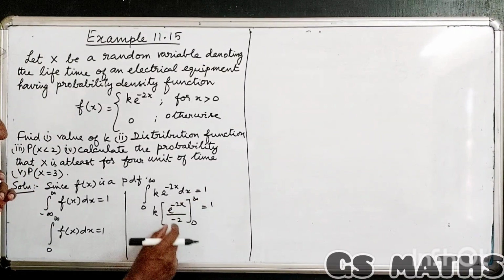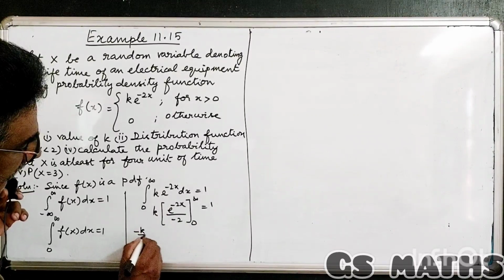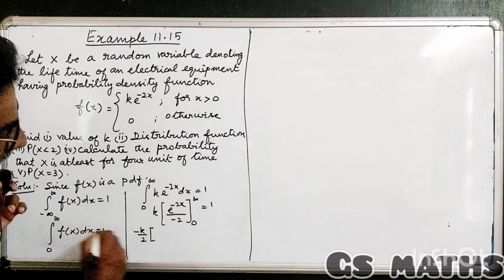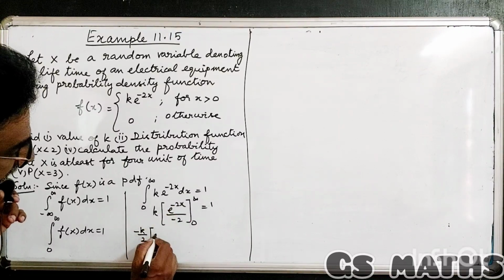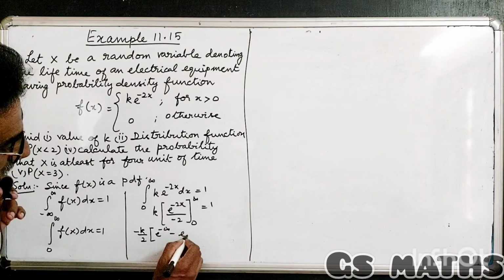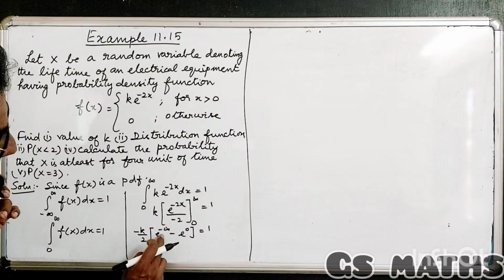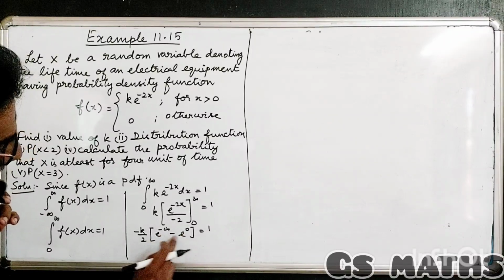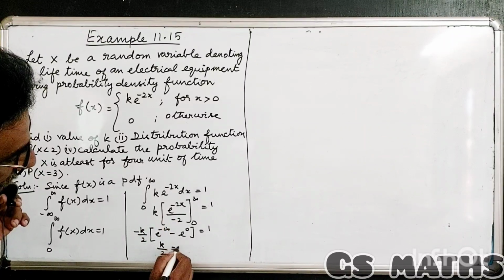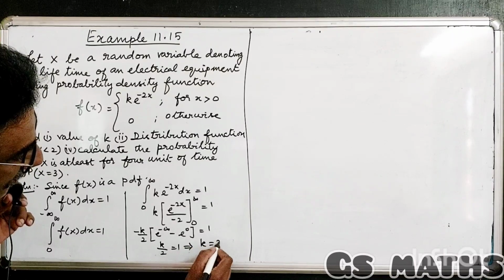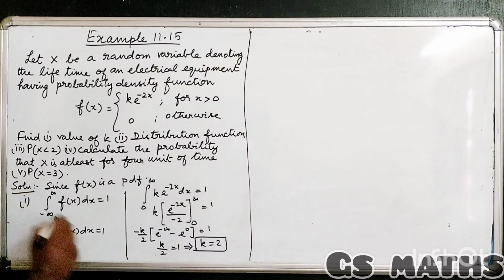Whenever you apply the limits, if there is any number in the denominator, please take the denominator outside the bracket, then apply the limits. That way you will not have confusion. I have taken minus 2 outside. So k by minus 2 into bracket e power minus infinity minus e power 0 is equal to 1. e power minus infinity is 0. We already know e power 0 is 1. So minus into minus is plus, k by 2 is equal to 1, which implies k is equal to 2. First part is over. The value of k is 2.